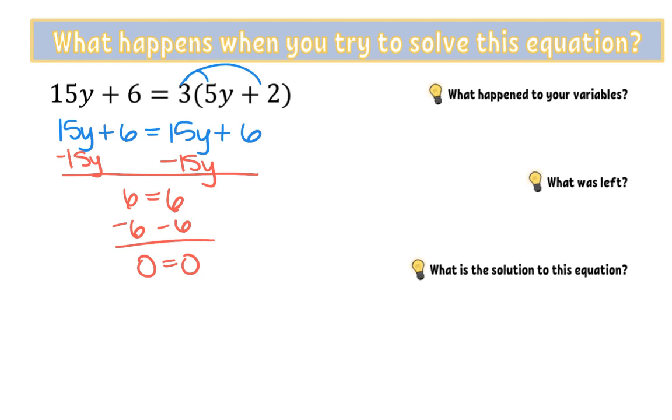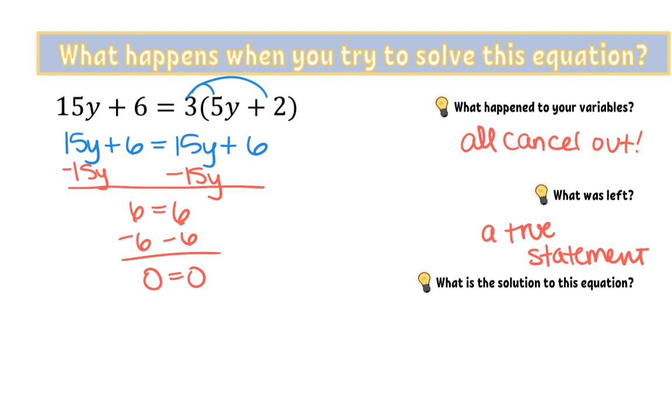And that's because this is one of our special cases that we run into from time to time. So take a moment and look. What happened to our variables? They all canceled out. And then what did you have left? We were left with only a true statement. 6 equals 6, or if you go down further, 0 equals 0. So then what is the solution to this equation?